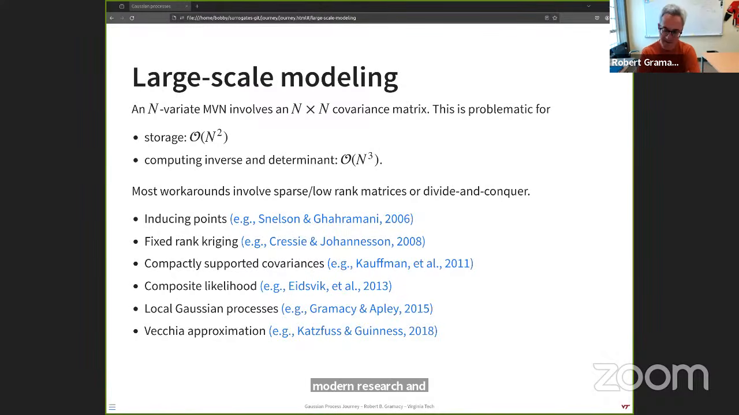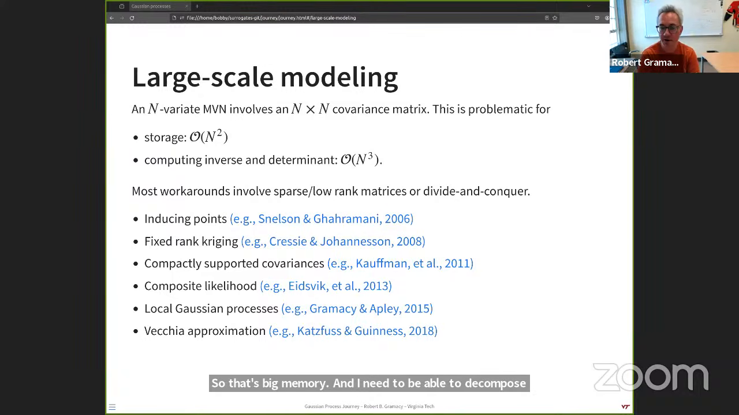One thing that might be on your mind, because we're working with Gaussian distributions, is that I'm building a covariance matrix that is n by n, because I have n training data examples. So this is a potentially very big matrix. If n is big, I need to be able to store an order n squared sized matrix. So that's big memory. And I need to be able to decompose it, because my linear projection involves the inverse, and the likelihood or the probability density function of a multivariate normal involves the inverse and the determinant.